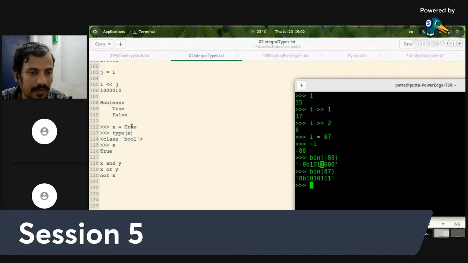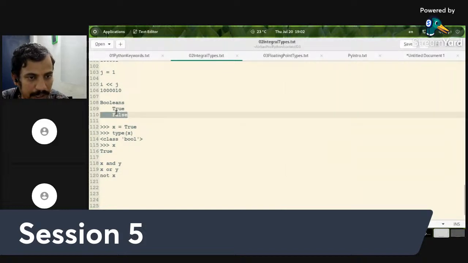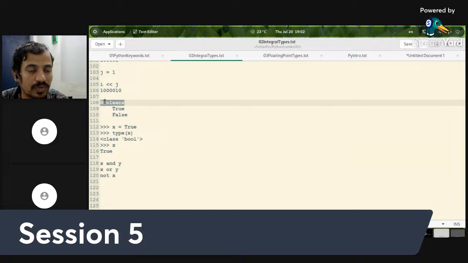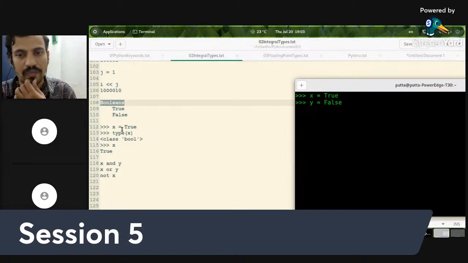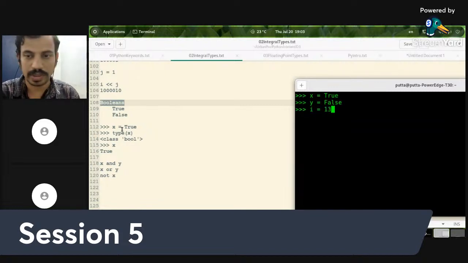And we have another data type, a new data type. So far we discussed integer types. Another type is called the Boolean type. Okay, so let's look into the Boolean type. So x is equal to, the Boolean values are these. When you type true, T should be capital. There are two possible values, false and true. Okay, so I is equal to 13.